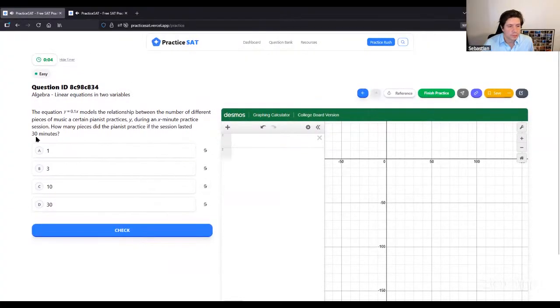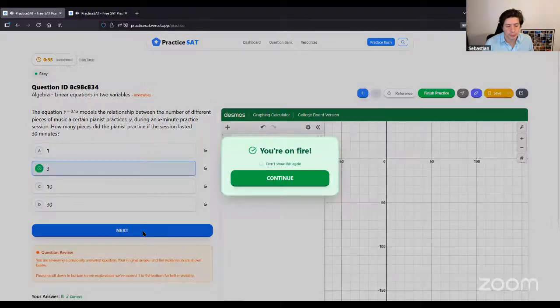Now the equation y equals 0.1x models the relationship between the number of different pieces of music a certain pianist practices and the time. How many pieces did the pianist practice if the session lasted 30 minutes? So we just plug in 30. 0.1 times 30 is going to be 3. You should be able to do that mentally.